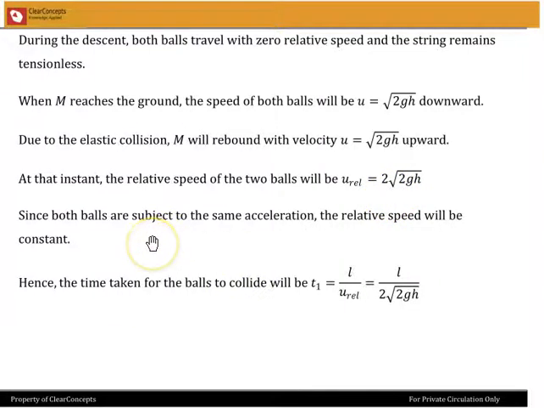Now the balls are subject to the same acceleration, and so the relative speed between them will be constant. And so for them to collide, they have to travel the distance of the string, which is L, and so the time taken for them to collide now will be t1, length divided by speed, and so you get L divided by 2 root 2gh.